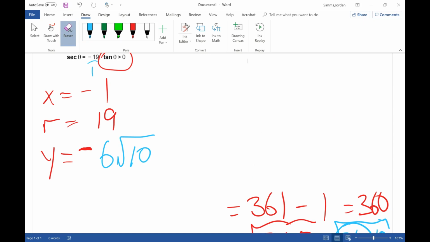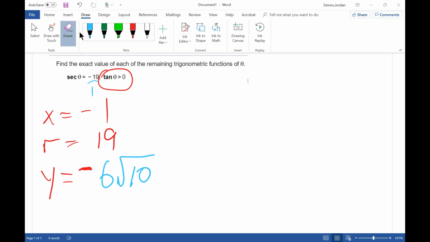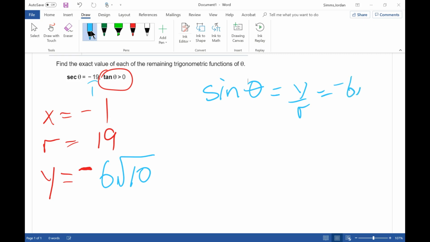Any trig function we're asked, now you should be able to write it. So first one first, sine of theta. Sine theta, remember, is y over r, and we just write that in, right? That's going to be negative 6 root 10 over 19. And you can put the negative out here. It's probably more proper that we do that, right? But there it is. So that's our sine theta.